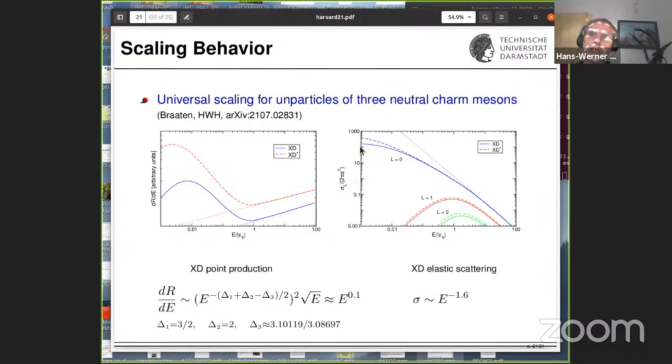And on the right-hand side is a similar plot for the elastic scattering cross-section. In this case, there is also a scaling region, and we have calculated the scaling exponent numerically by solving integral equations, but we have not been able to derive this from conformal symmetry. Okay, so that's what I wanted to say about this problem.